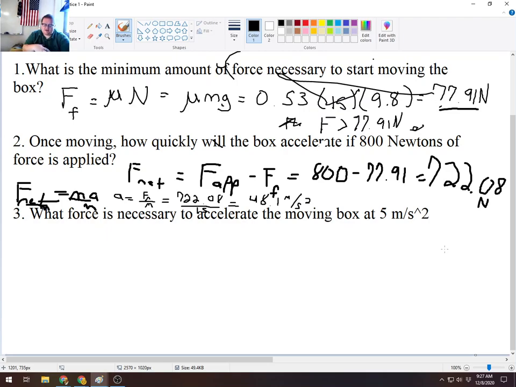So we're kind of working backwards here, right? We want to know what is the acceleration. We're figuring out the force, but we know the acceleration. The acceleration has got to be 5 meters per second squared. So we should be able to use that to find the net force.